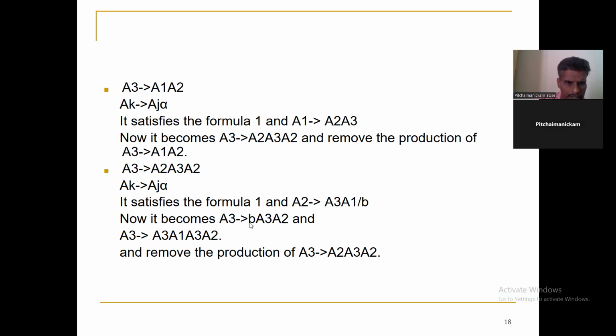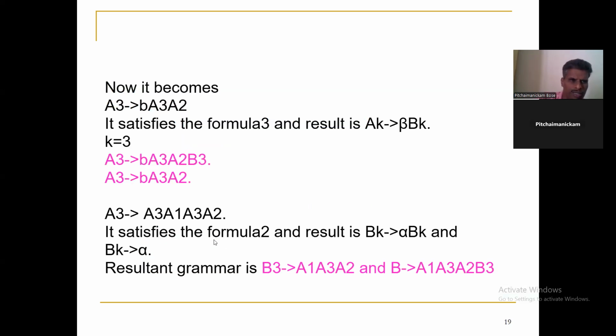So now, again, we need to find out any productions on A3. Again there is one, so we need to substitute on this. So A3 tends to B A3, A2, and A3 tends to A3, A1, A3, A2. So remove the old production. So now it becomes A3 tends to B A3, A2. So it satisfies the condition. So again, it satisfies the third formula.